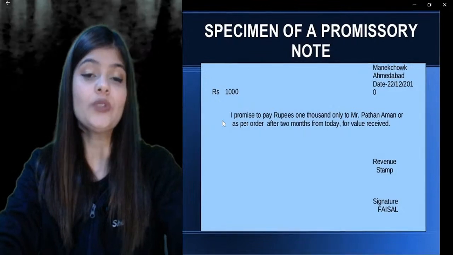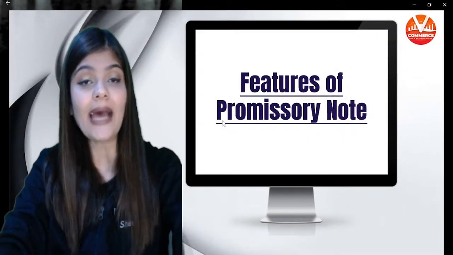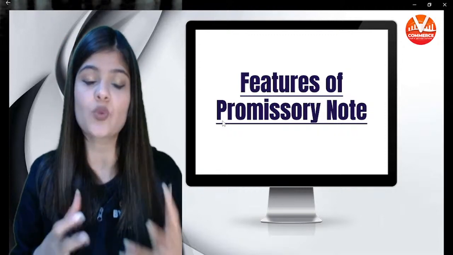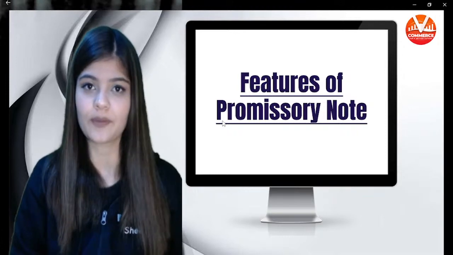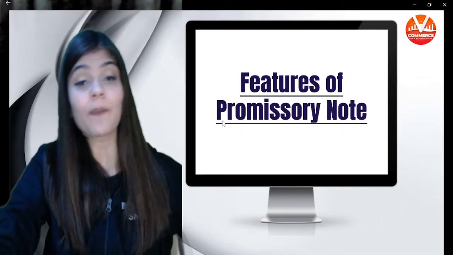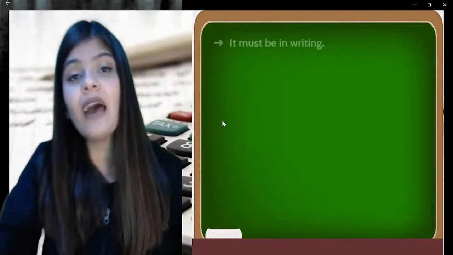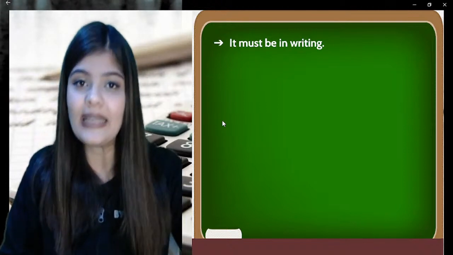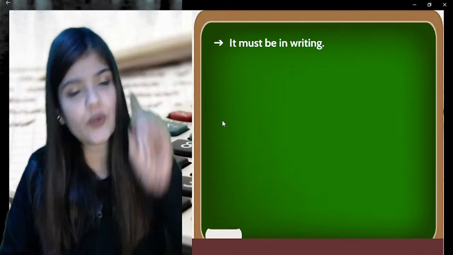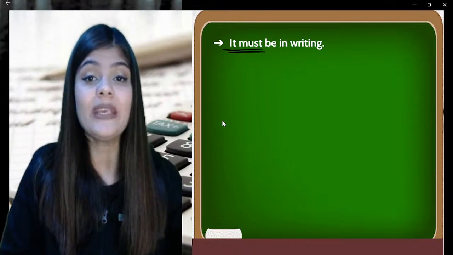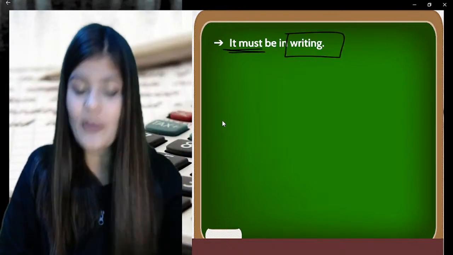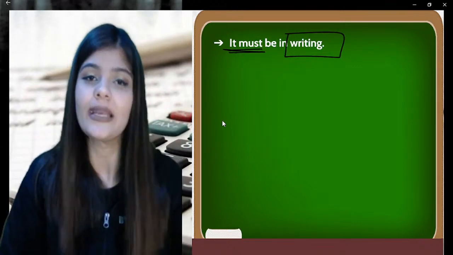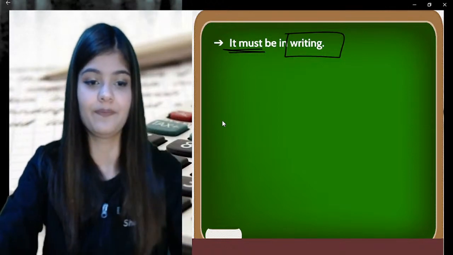Now coming on to the next topic, that is features of promissory note. What are the characteristics? What are the features of promissory note? So let's jump on to the first feature. It is an instrument in writing. We have learned this in the definition. Your promissory note must be in writing. Oral will not work. It must be in writing.